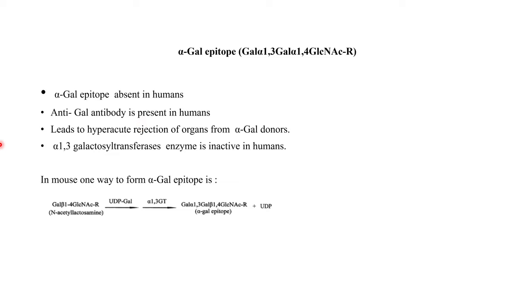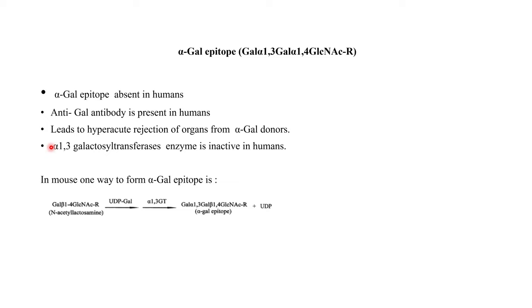So whenever alpha-gal epitope comes in contact with human beings or human cells, it will lead to an immune response. And that is the reason why, when organs from an alpha gal positive donor are transplanted to an alpha gal negative recipient, it will lead to hyperacute rejection because of the presence of anti-gal antibody inside the alpha gal negative recipient, especially in human beings.